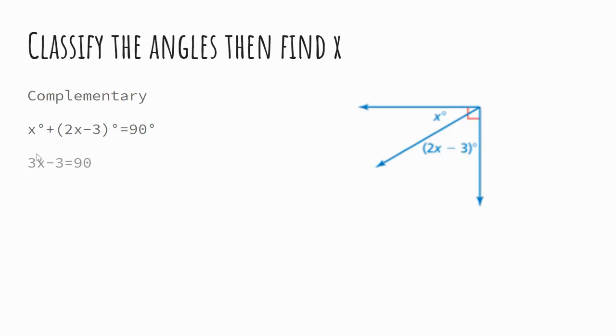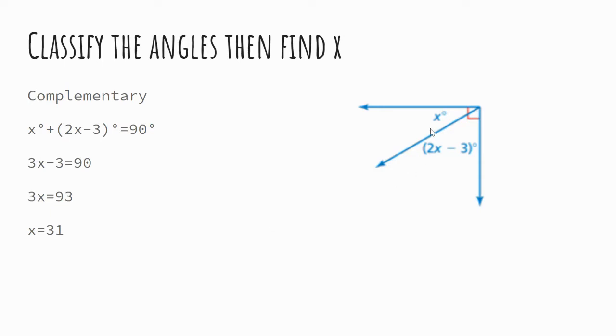So now I combine my like terms. So I get 3x minus 3. You notice I took out the degree signs because we don't need those at this point. So we're solving for the variable. So 3x minus 3, add 3 to both sides. 3x equals 93. Therefore, x equals 31.